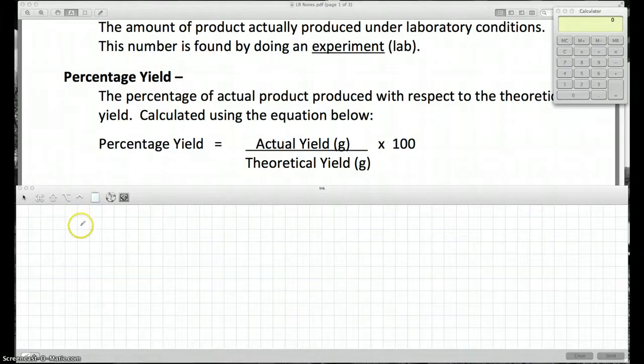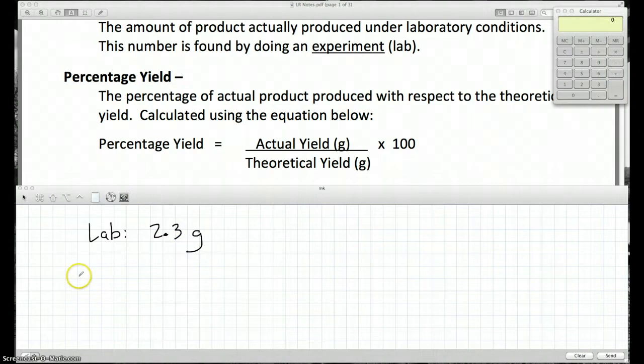So let's say we do a lab and at the end of the lab we react two chemicals, we get a certain amount of product, we find the mass of that product, and let's say we determined in the lab that we got 2.3 grams of product.